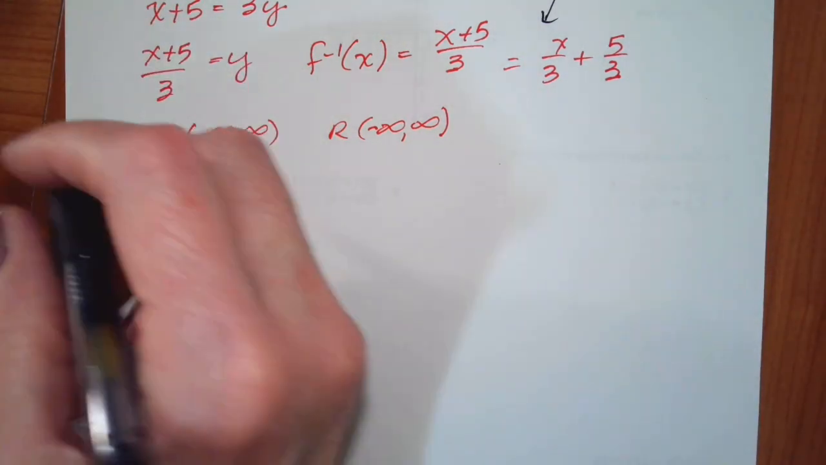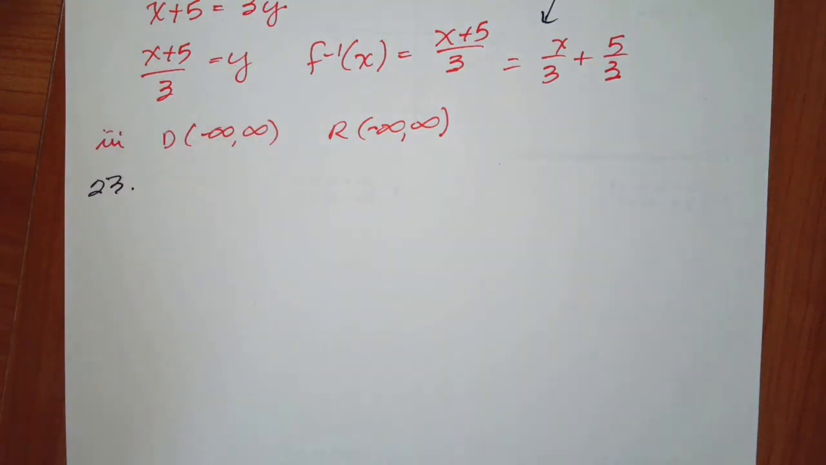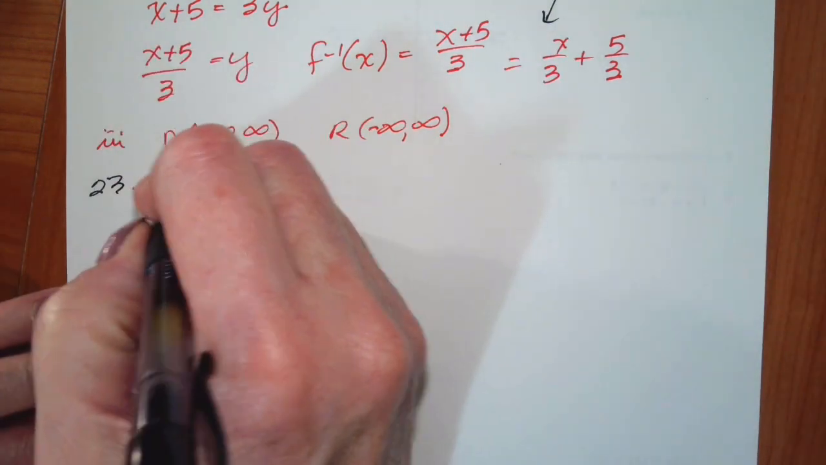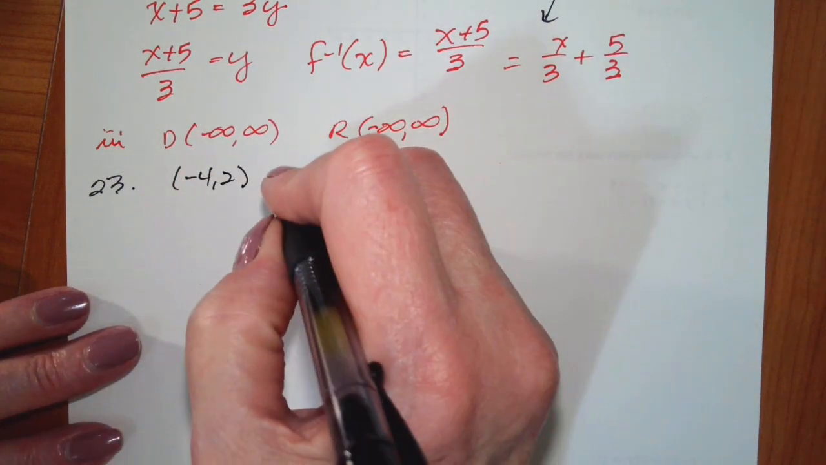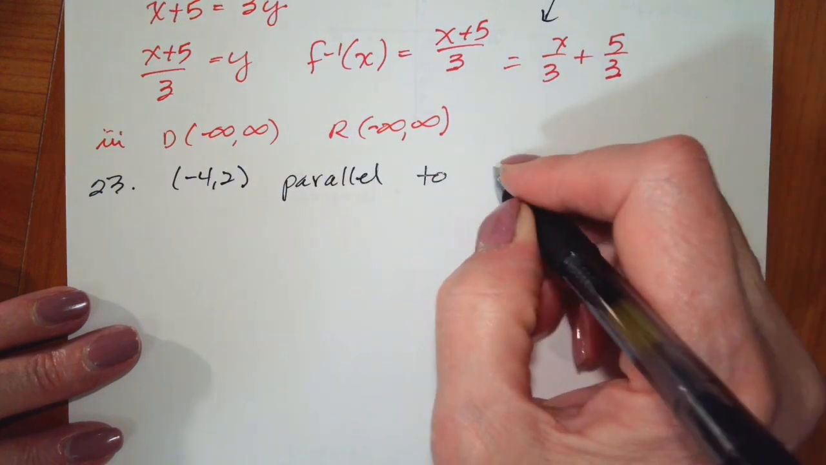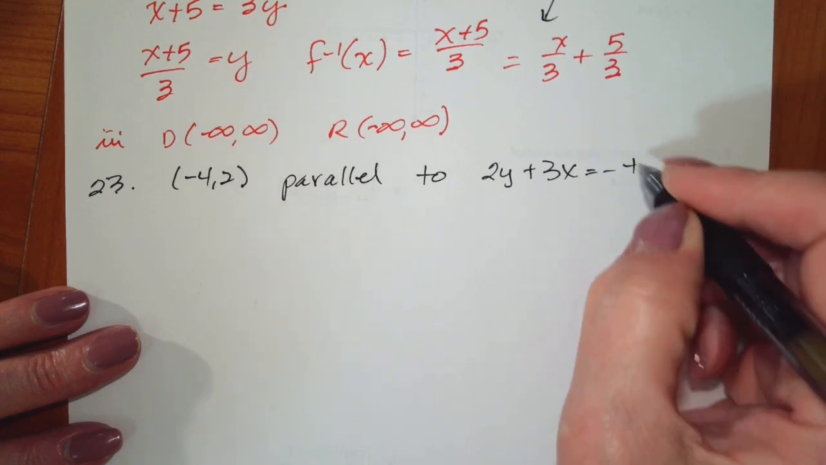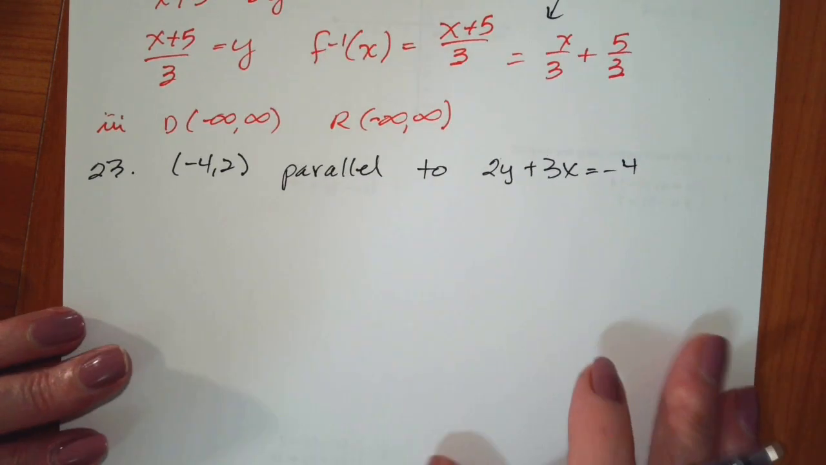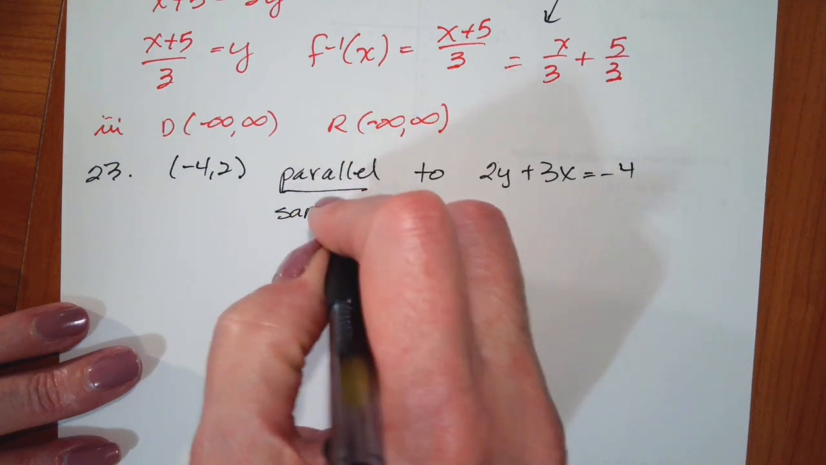Okay, let's continue on with number 23. Let's see what it has asked us to do. It asked us to write the slope-intercept form of an equation that passes through the point negative 4, 2, and is parallel to 2y plus 3x is equal to negative 4. So this is going to require a couple of steps. Parallel means it's going to have the same slope.